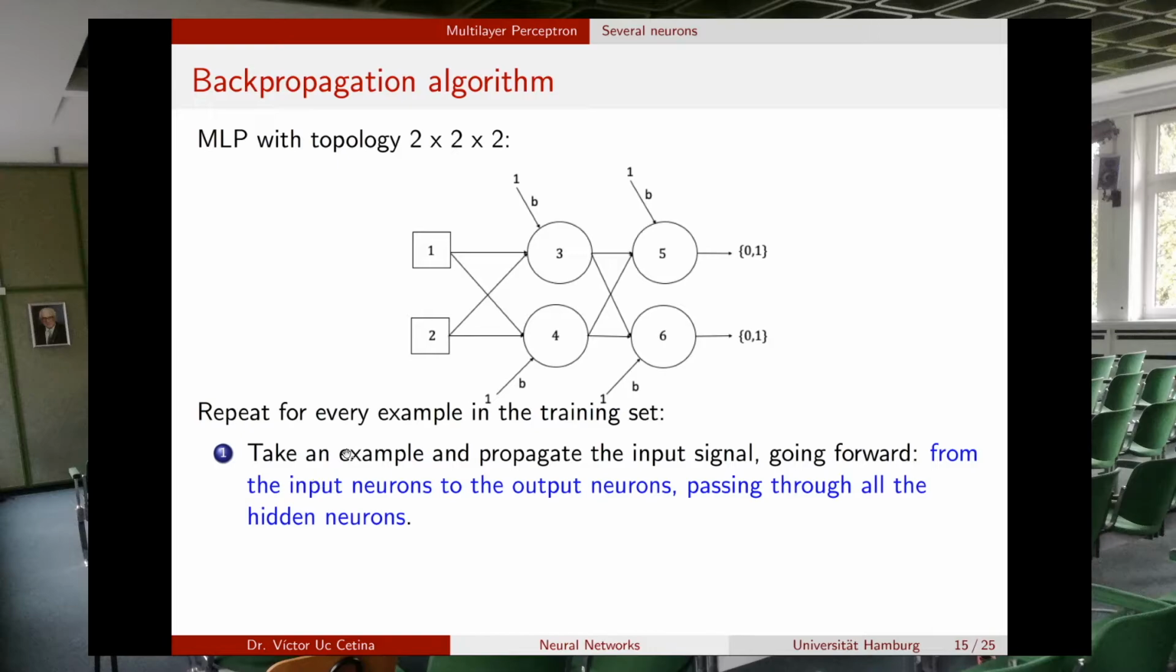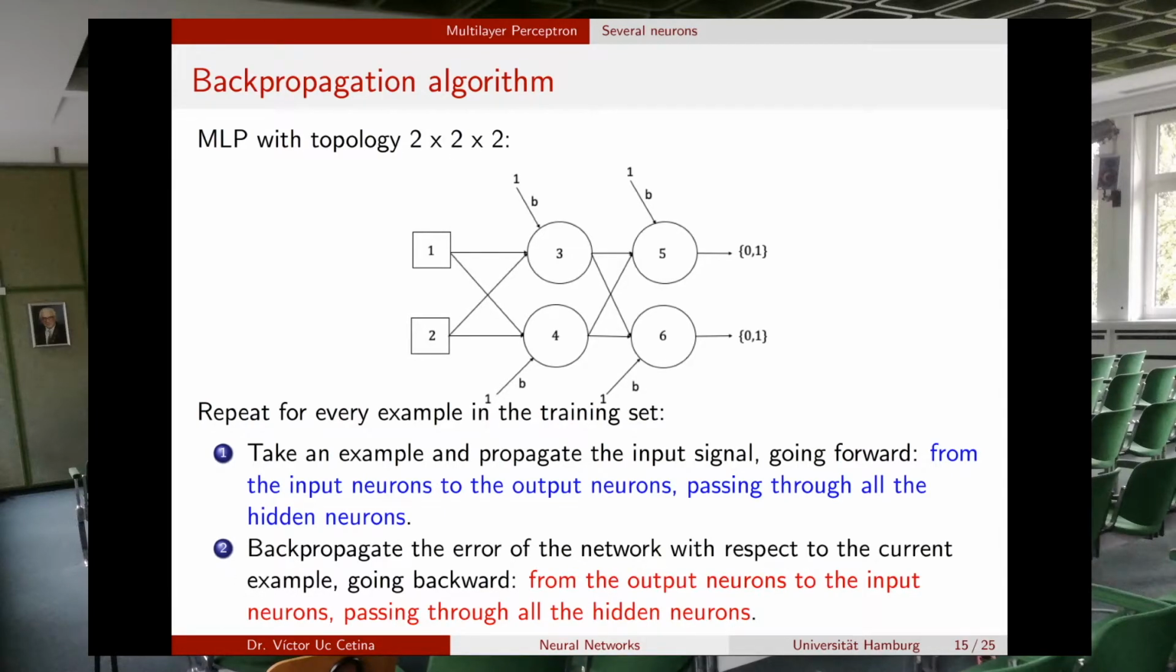So this first stage is called the propagation. So you take an example and propagate the input signal going forward from the input neurons to the output neurons, passing through all the hidden neurons. I prefer to draw these diagrams from left to right, but you can see in some publications that they draw it from bottom to top, and that's why they started calling these deep models, because they go deeper, adding more hidden layers.